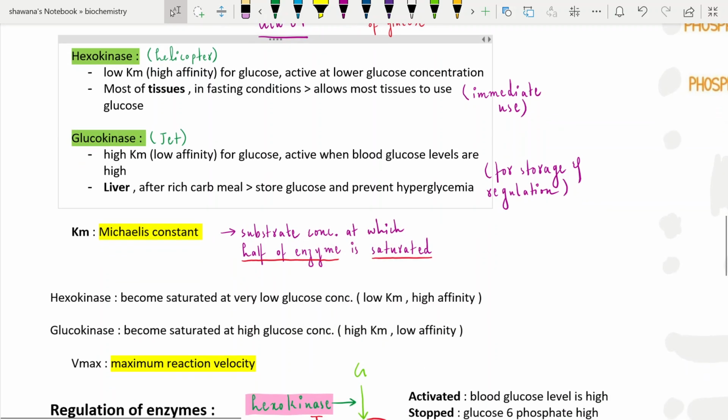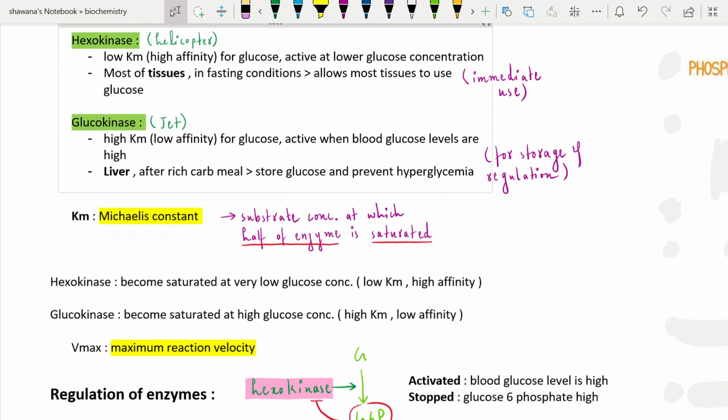Okay, as we're discussing, hexokinase becomes saturated at very low blood glucose concentration. It means that whenever the glucose concentration is low, hexokinase is going to work. It has low Km, it has high affinity. But glucokinase will only work when the blood glucose level is very high. It becomes saturated at high glucose concentration, so it has a high Km and it has low affinity for glucose.